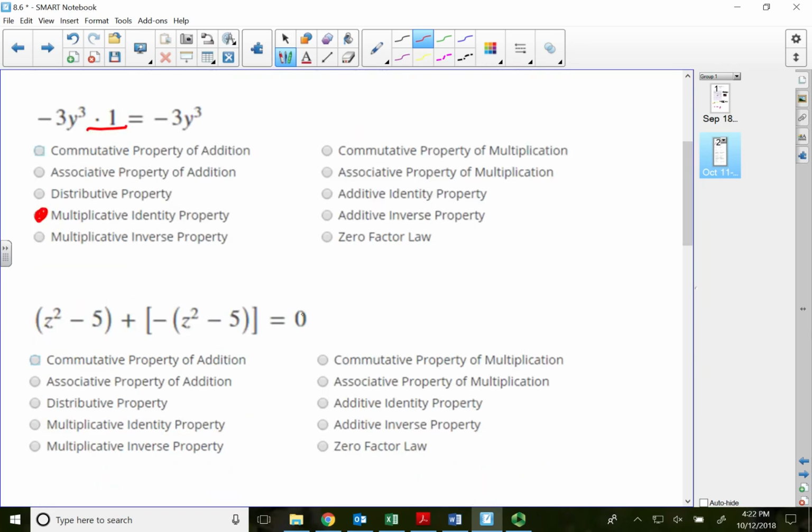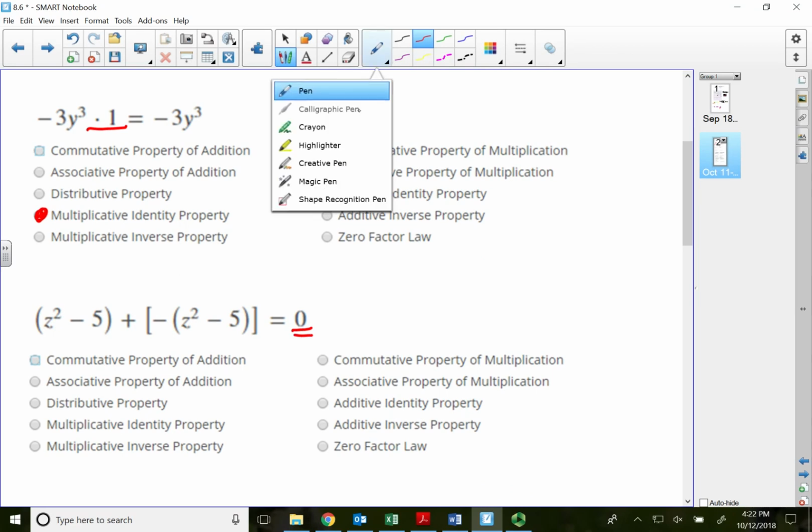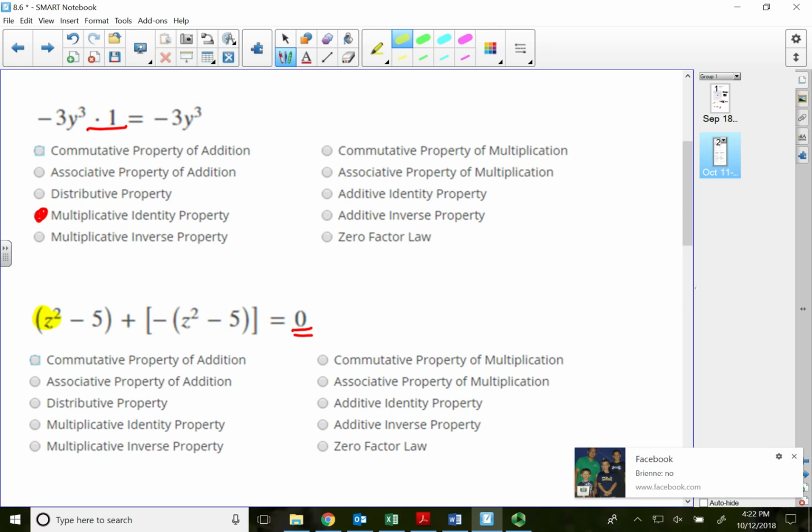All right, when it comes to equal to 0, I want you to see this entire z squared minus 5 plus another z squared minus 5, but this time it's a negative 1. So that means these two have opposite sign. One is positive, one is negative. And so when they combine, they become 0. So that would be the inverse property for addition. That's called the additive inverse property.